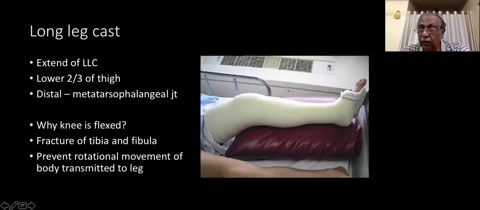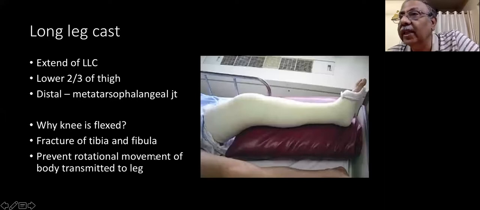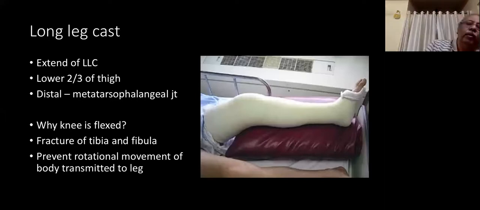It is commonly used in fracture tibia and fibula, and this flexion is to prevent the rotational movement of the body from being transmitted onto the leg. The rotational movement of the body is prevented from being transmitted to the leg by keeping it in the flexed position. And the second thing is, in the flexed position, it also relaxes the gastrocnemius muscle.